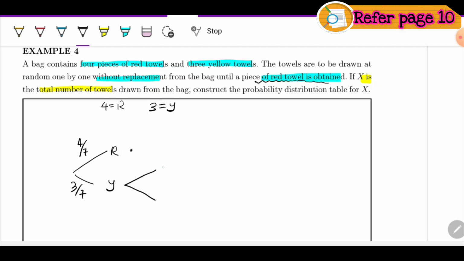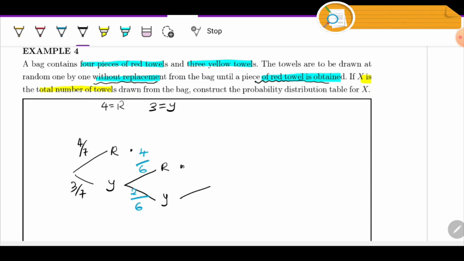So for the second draw, we could get either red or yellow. The towels are drawn without replacement. It means the total space becomes decreasing. So the total space becomes 6. So the probability for the second draw for yellow is 2 out of 6 and for red is 4 out of 6.